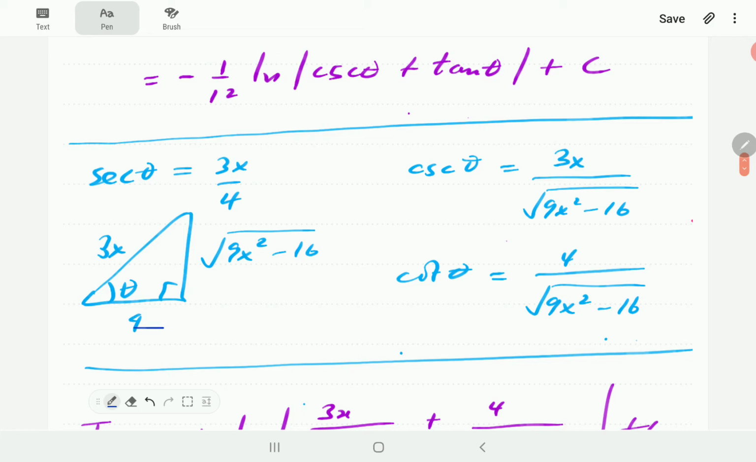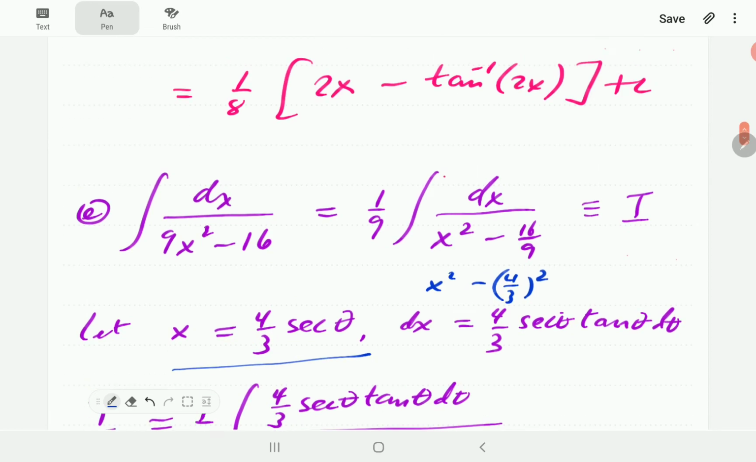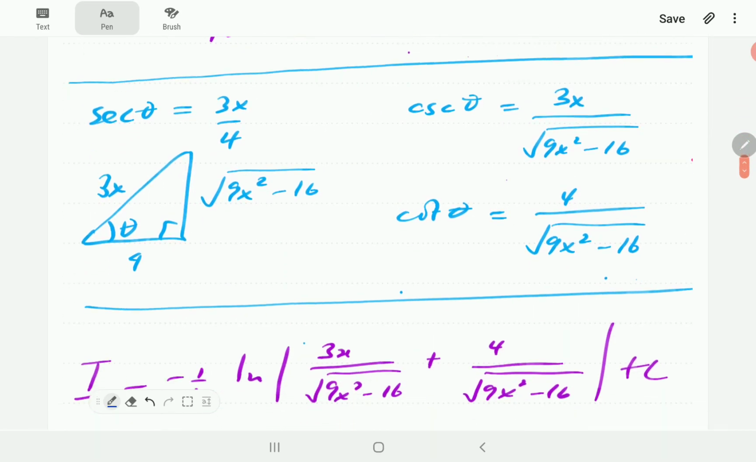So the adjacent is 4, the hypotenuse is 3x. By Pythagoras' rule, the opposite is going to be the square root of 9x squared minus 16. Now I can see that that expression is exactly the same as that as we noted before.